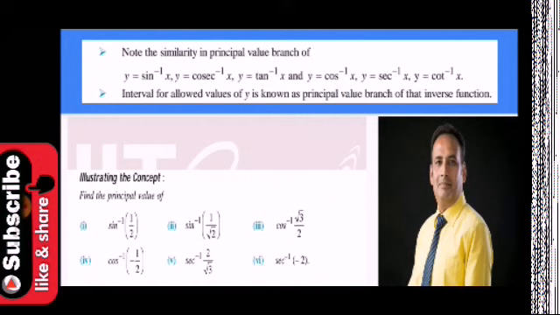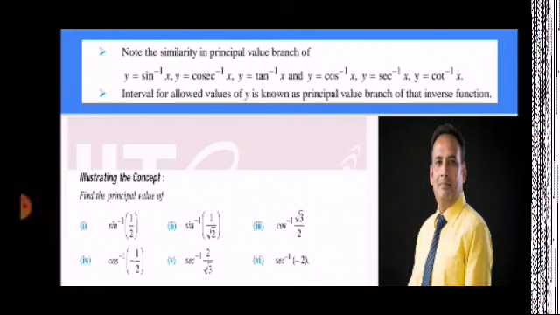Now let's start. To make an illustrative concept, we are interested to find the value of sine inverse 1 by 2, sine inverse 1 by root 2, cos inverse root 3 by 2, cos inverse minus 1 by 2, sec inverse 2 by root 3, and sec inverse minus 2.